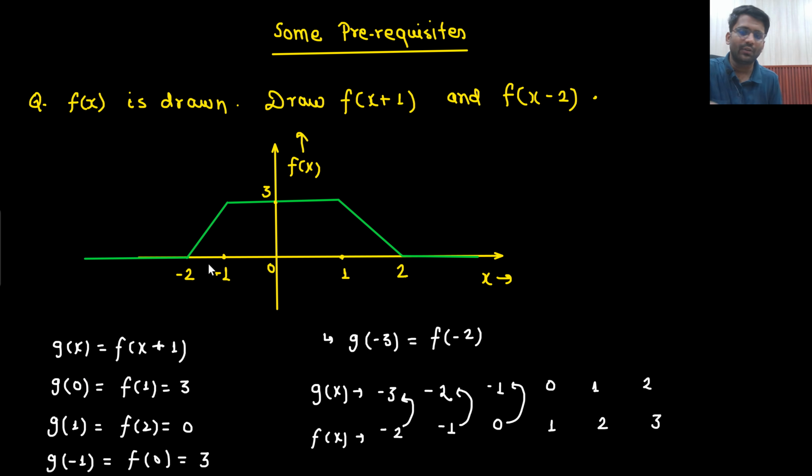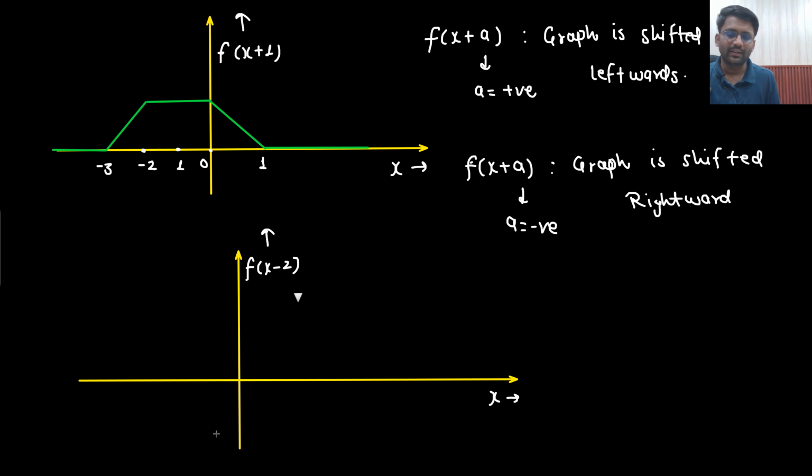So minus 2 will come to 0, minus 1 will come to plus 1, 0 will come to plus 2, 1 will come to 3, 2 will come to 4. So how would the graph look? The graph would look somewhat like this. The graph will be shifted. Say yes or no. Is that understandable to you? Absolutely.